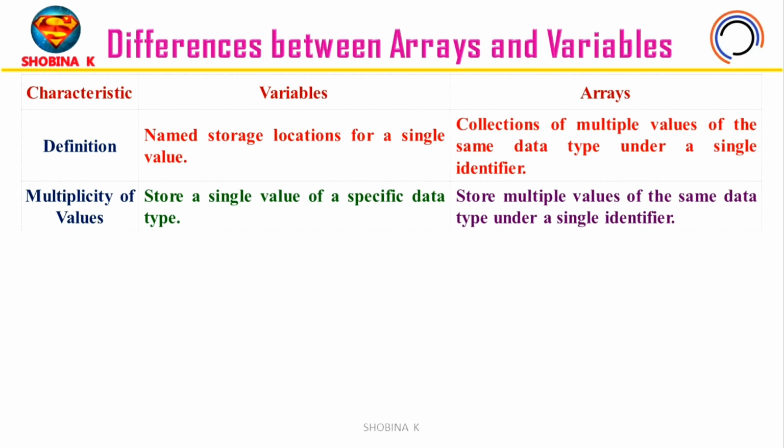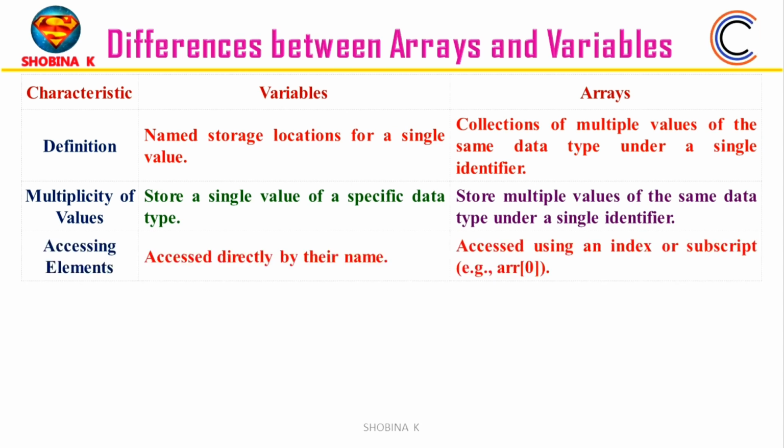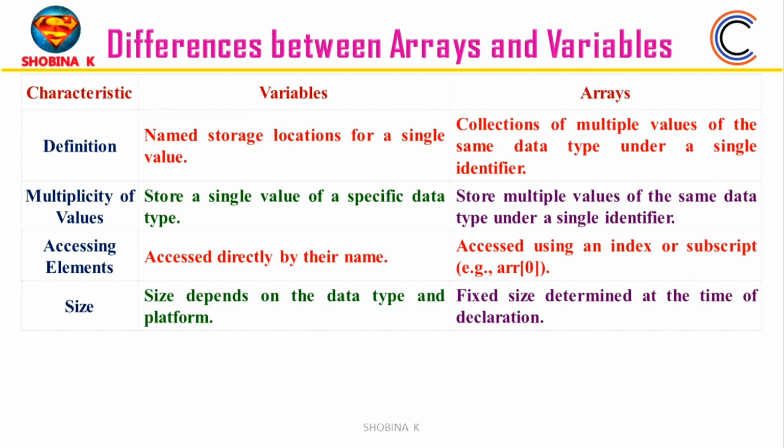For example, an array of integers can store a list of numbers, making it convenient to work with collections of data. Arrays are accessed using indices or subscripts, allowing us to retrieve and manipulate individual elements based on their position in the array. On the other hand, variables are accessed directly by their names, providing direct access to the stored value without needing an index. The size of an array is fixed at the time of declaration and determines the number of elements it can hold. However, variable size depends on the data type and platform, allowing for flexibility in storage requirements.